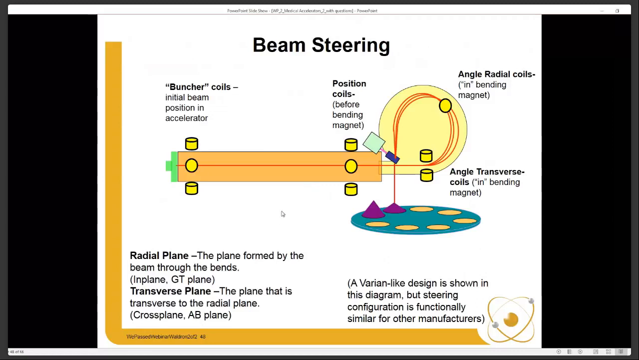Well, okay. The radial plane is the plane formed by the beam through the bends, the accelerator, and the bending magnet. So the radial plane is going to be parallel to the page here. The transverse plane, also known as the cross plane or the AB plane, is the plane that is perpendicular to the page here, or in and out of the page. By putting different current values on each of these magnets, I can control first the position of the beam in the accelerator, the position of the beam as it leaves the accelerator, or the angle of the beam as it's leaving the bending magnet. Angle coils are almost always in the bending magnet. Position coils are usually prior to the bending magnet.